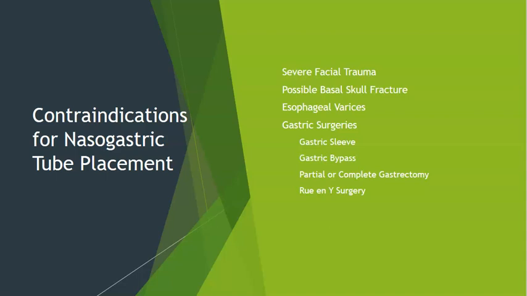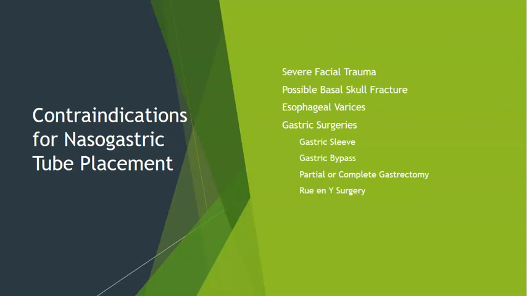Esophageal varices related to cirrhosis of the liver can also cause bleeding if you insert a nasogastric tube down into there. That is contraindicated. If you have an esophageal bleed that you're suspecting is from varices, then you need to be inserting a Blakemore tube instead of an NG tube to compress those varices to hopefully stop those bleeds.